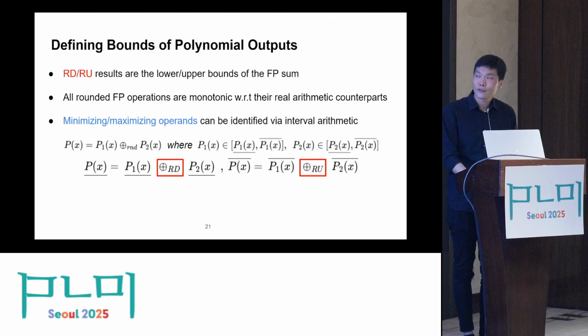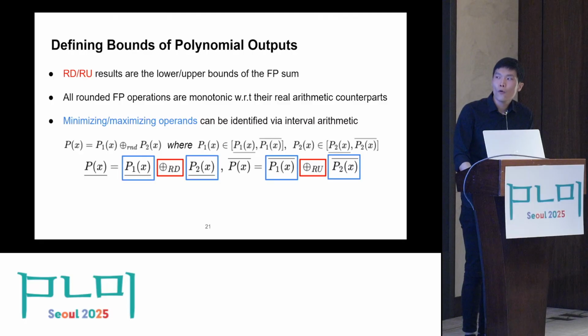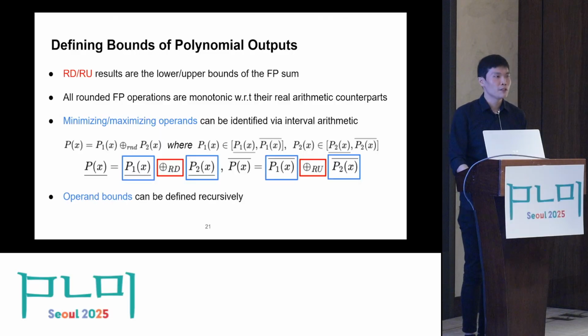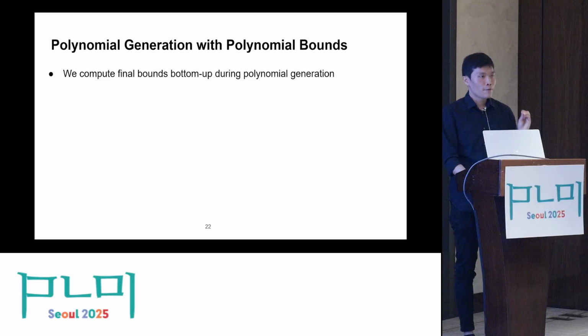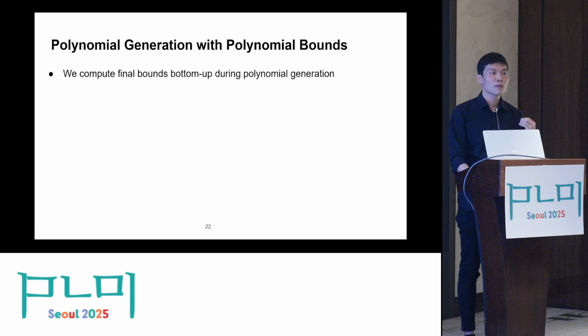Based on the rules of interval arithmetic and the properties of standard rounding modes, we prove in our paper that the bounds on the outputs of operations always involve the bounds on the operands. Now, the operand bounds are just the bounds on the outputs of some previous sequence of operations. Given our recursive definition of polynomials, we can define operand bounds recursively in the same manner. With these definitions in place, we can once again use interval arithmetic to compute the final output bounds bottom up during polynomial generation. Doing so would require making some changes to our pipeline.